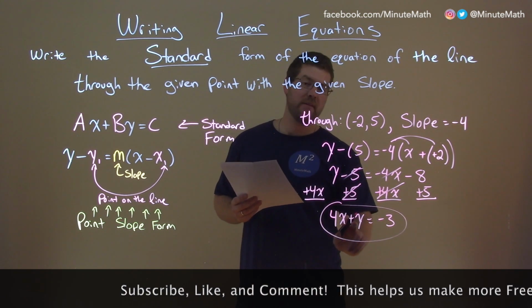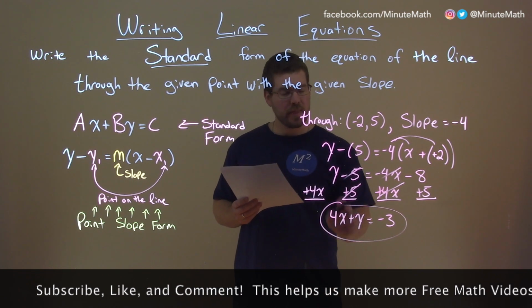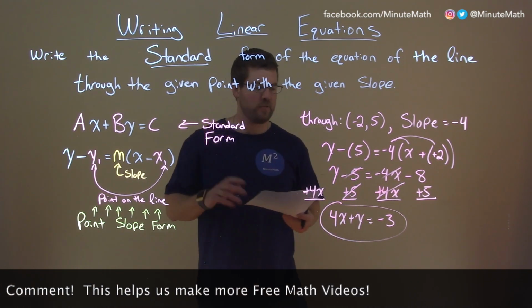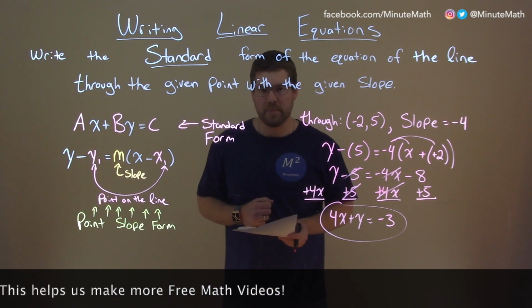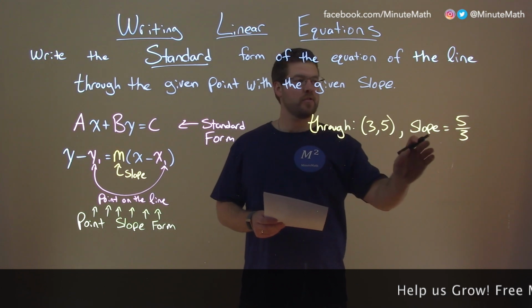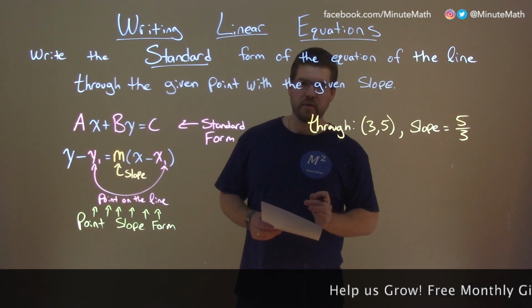Remember that y has a 1 in front, that's the b value. But 4x plus y equals negative 3 is my final answer in standard form. I was given this problem through 3 comma 5, and our slope is 5/3 here.